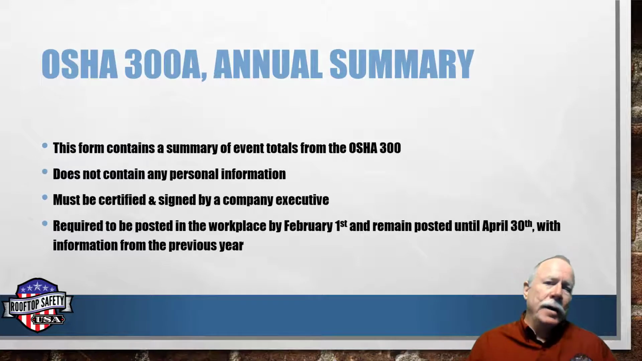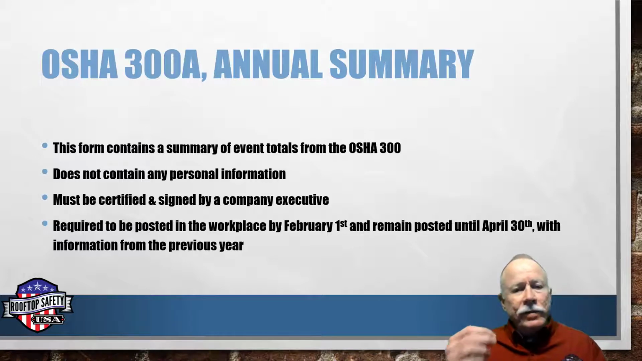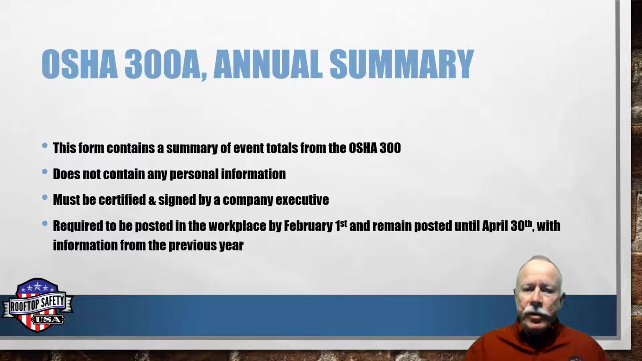And then we also have the OSHA 300A, which is the annual summary. This is a summary that we fill out and post once a year, and it does not contain any personal information. It must be reviewed and signed by a company executive and posted by February 1st and remain posted until April 30th of the year following the incidents.